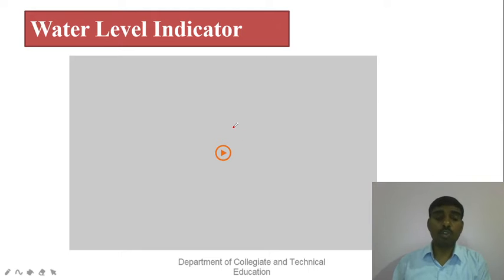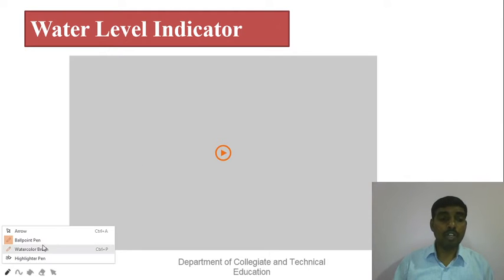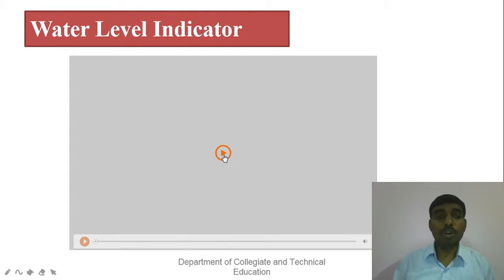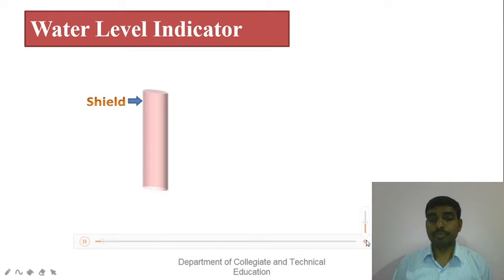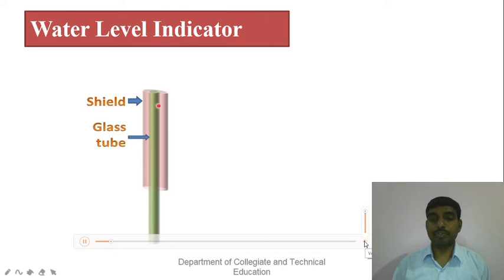Let's move on to one video I have uploaded. I am going to show one video of how the water level indicator works. Let's take a glance. We will discuss the water level indicator. Firstly, we have a shield for a tube. This is a glass tube and the outer portion is the shield for this glass tube, for preventing breakage.